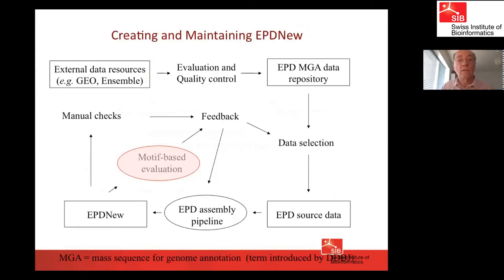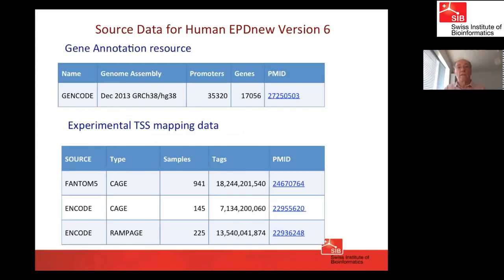So now we go to the evaluation. This slide shows you the primary data for the current version of EPD. We now use GenCode as the gene catalog. We also use a new data type called Rampage.